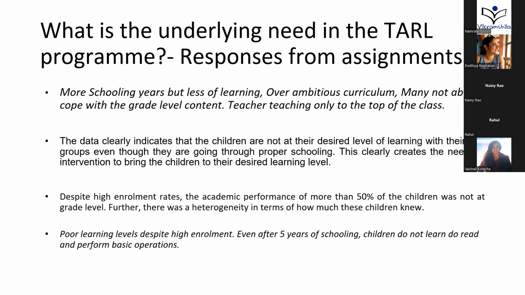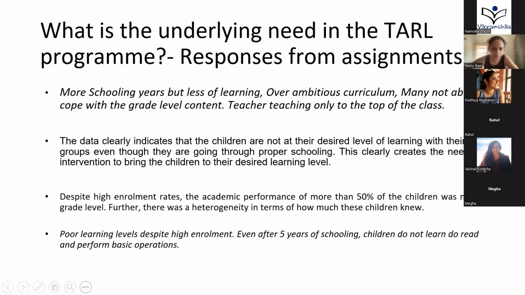Meaning that it's not as though everyone is at the same level, even if they are not at the grade level. There are some children who are 2 years below grade level, some who are 3 years behind grade level. So the teacher has to deal with a heterogeneity of learning levels in the class, right? And the last response here is poor learning levels despite high enrollment. Even after 5 years of schooling, children do not learn to read and perform basic operations, right?